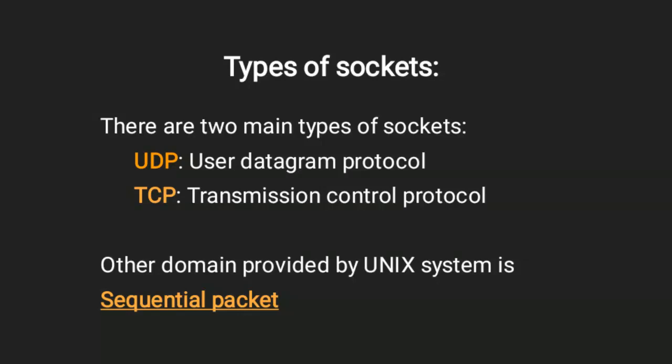There are two main types of sockets, UDP and TCP. UDP stands for User Datagram Protocol, whereas TCP stands for Transmission Control Protocol. There is also another type provided by the Unix system, which is Sequential Packet.